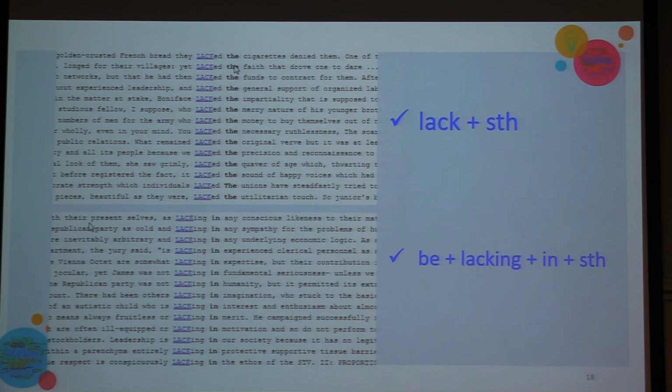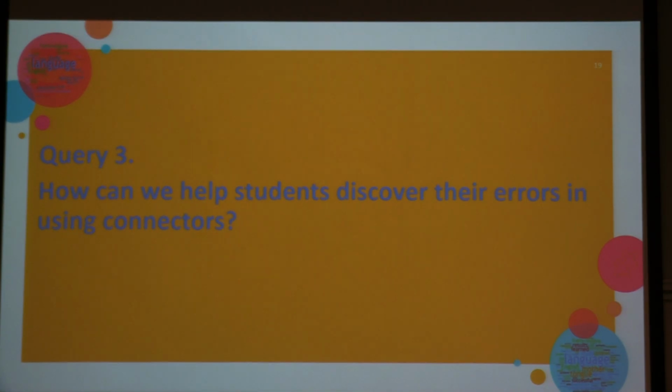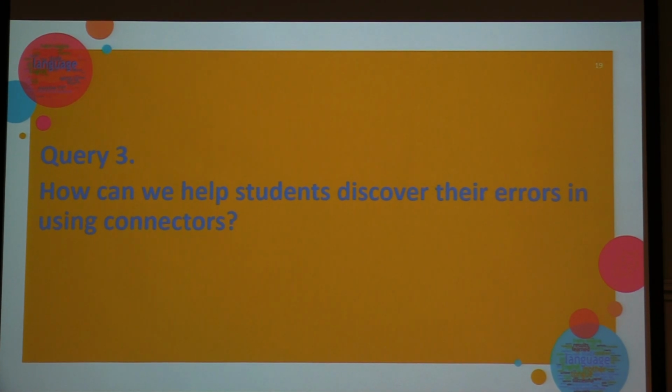So any question? Clear? Right? So I hope so far, at this stage, you'll be convinced more that a corpus website should be helpful to help you to learn English and also help your students to discover English. So another query, we start with a concrete query. How can we help students discover their errors in using connectors?